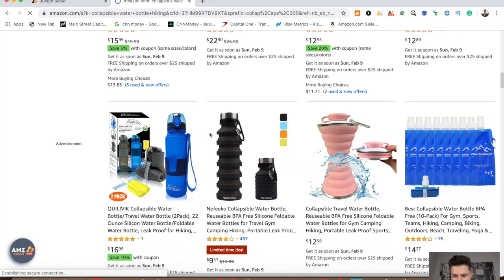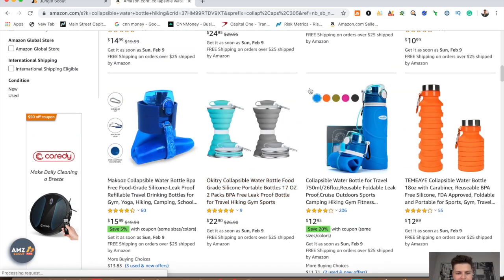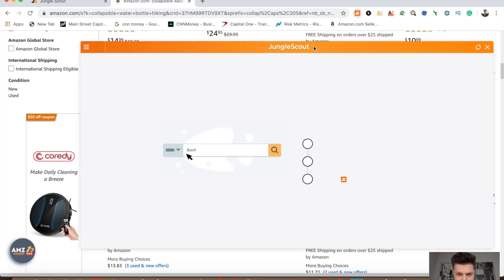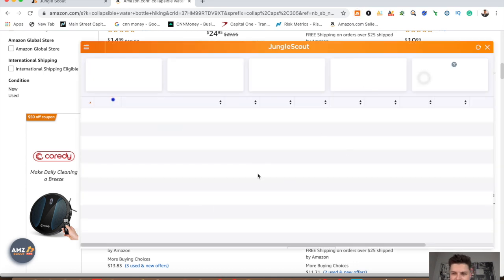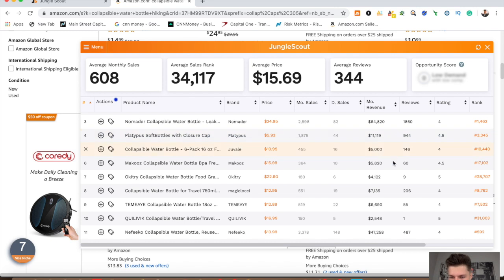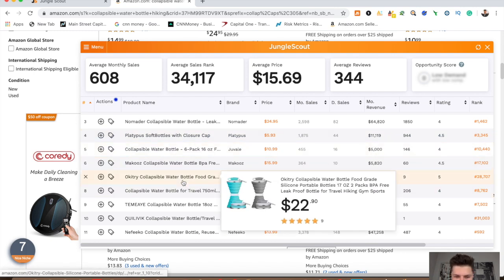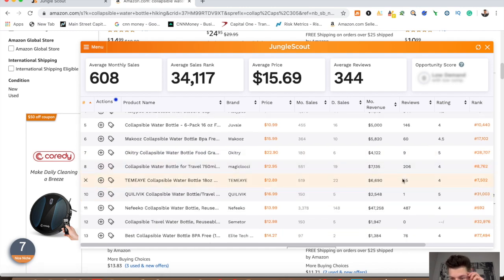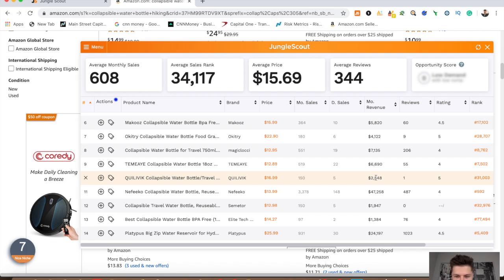It looks a bit more competitive, but there's a lot of sellers on here that, you know, don't have a ton of reviews. So let's see what these numbers are looking like. All right, guys, so now the numbers are pulled up. We can see a lot of these water bottle sellers are doing quite a bit of revenue. 9 reviews. He's already doing $4,000 a month. Not bad. 55 reviews, doing $6,600 a month. 1 review, he must have just launched. Already doing about $2,500 a month.